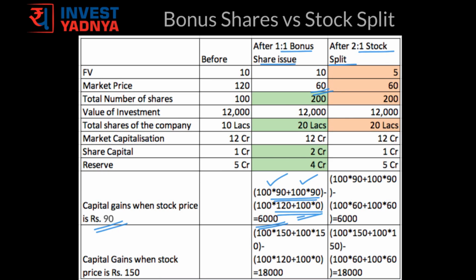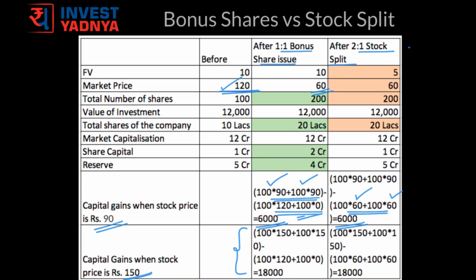Whereas in case of a stock split, the acquisition cost also has to be divided for each share. So acquisition cost was 120 rupees earlier. So the acquisition cost would be reduced to 60 rupees, and this is how the capital gains here also work out to be 6,000. Similarly, another scenario wherein the price of the stock rises to 150, that is above 120, and you decide to sell your shares. In the same manner, these calculations have been represented here.